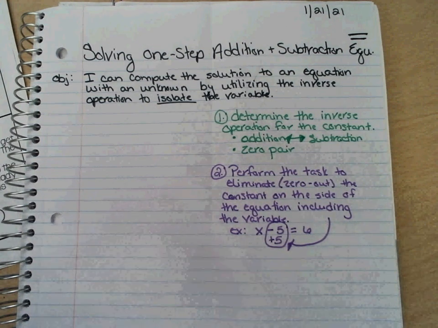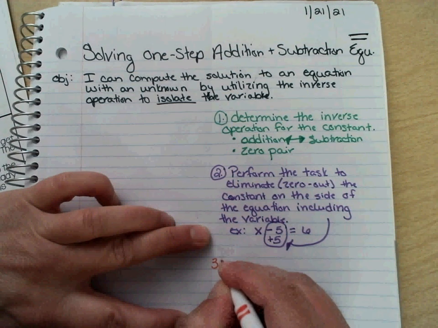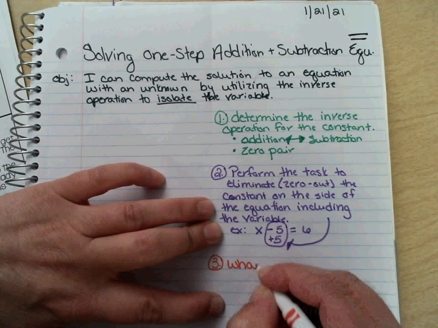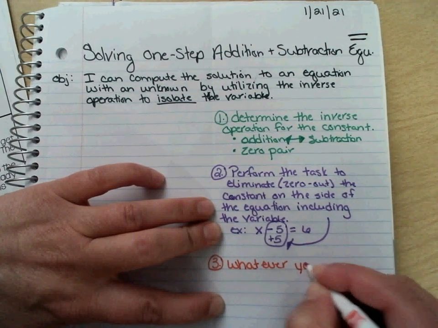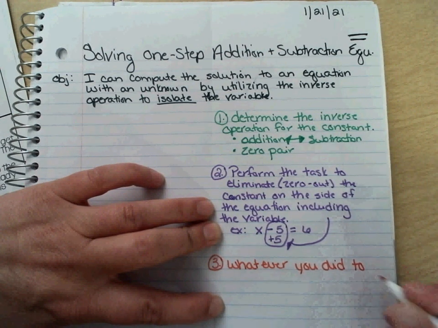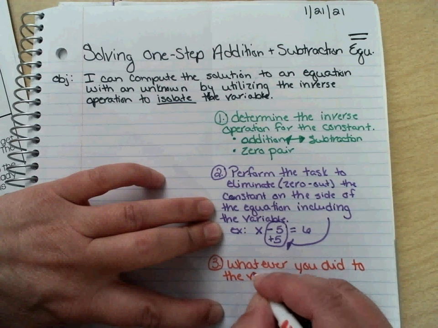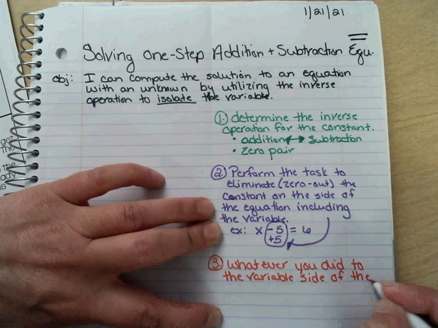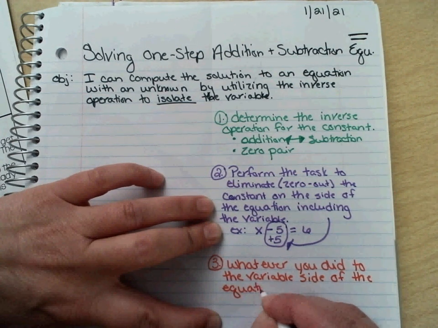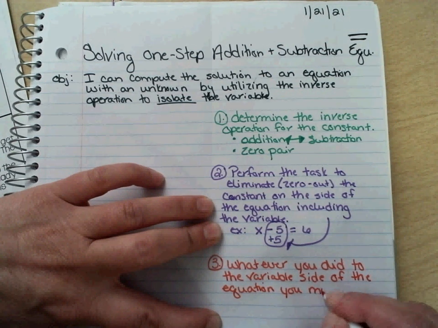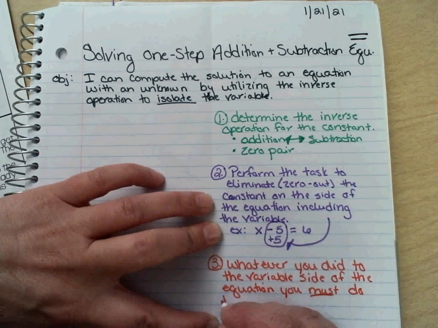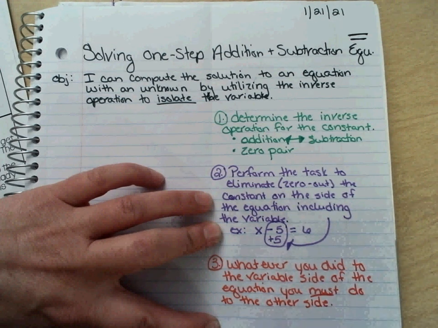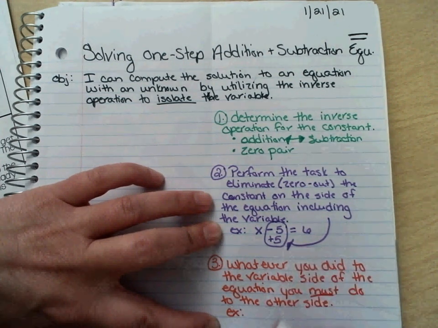Okay, so here we go, step 3. Whatever you did to the variable side of the equation, you must do to the other side. Okay?